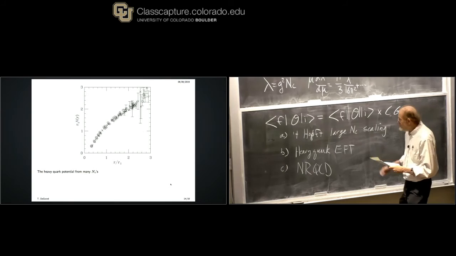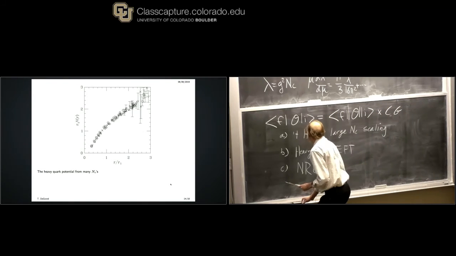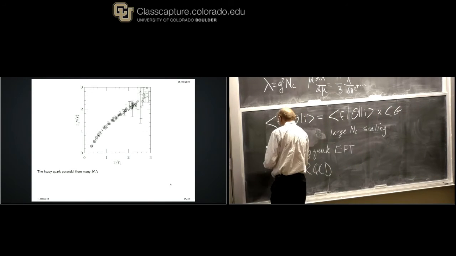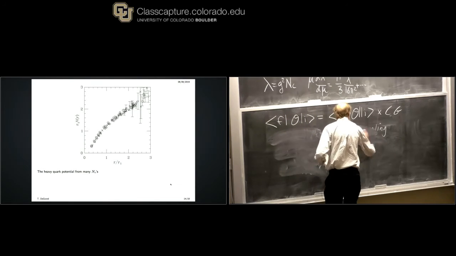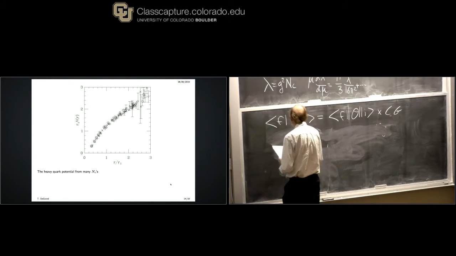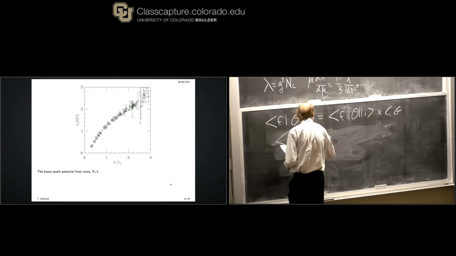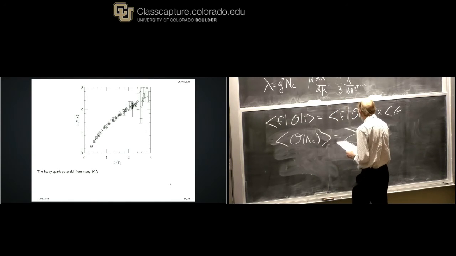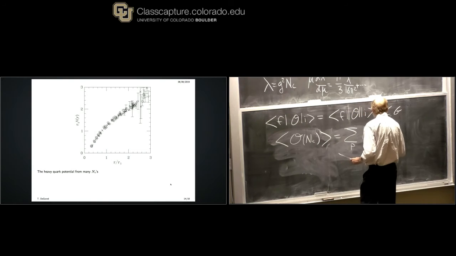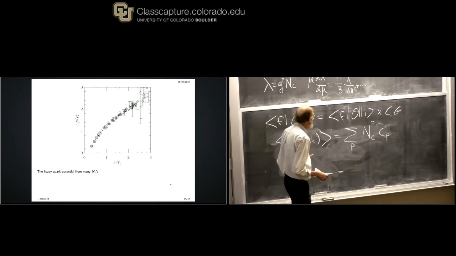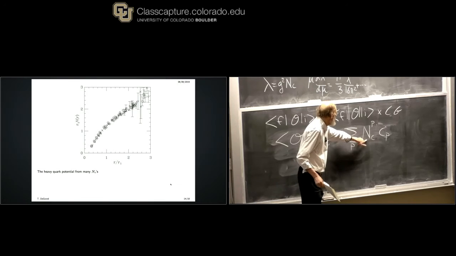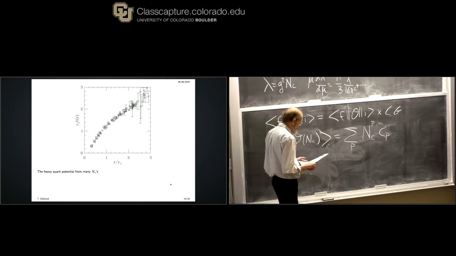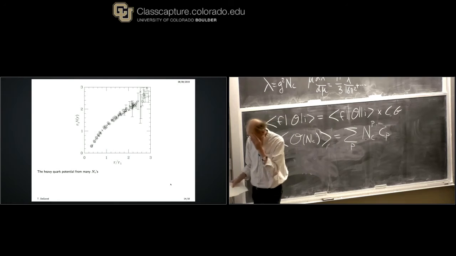Yeah, and widths of mesons. So the analog of the Clebsch-Gordan formula for large N_c, let's write down the analog of the Clebsch-Gordan coefficient formula right here, is that some operator, calculated as a function of N_c, is the sum over N_c to characteristic powers p times unknown coefficients c_p. Okay, so you have a power series. So the analog of the Clebsch-Gordan coefficient is some power in N.